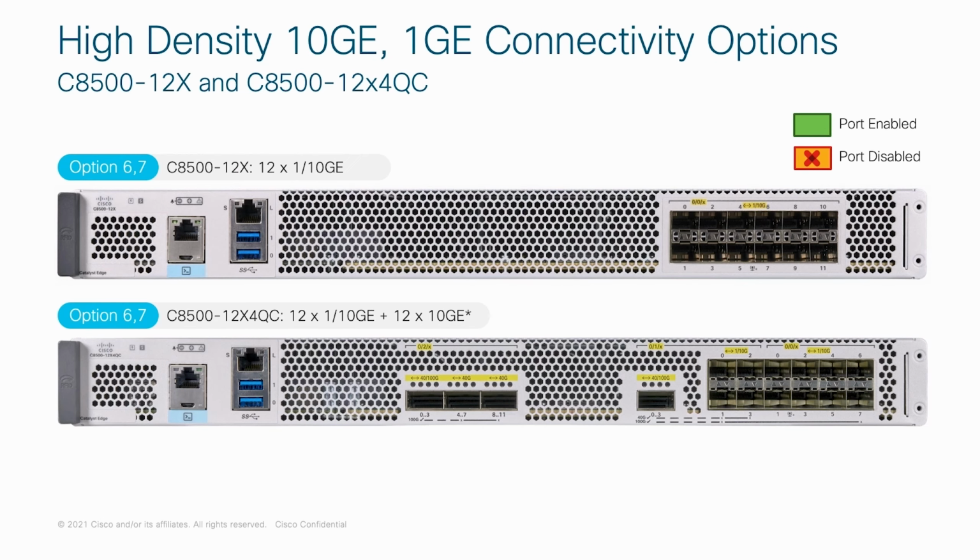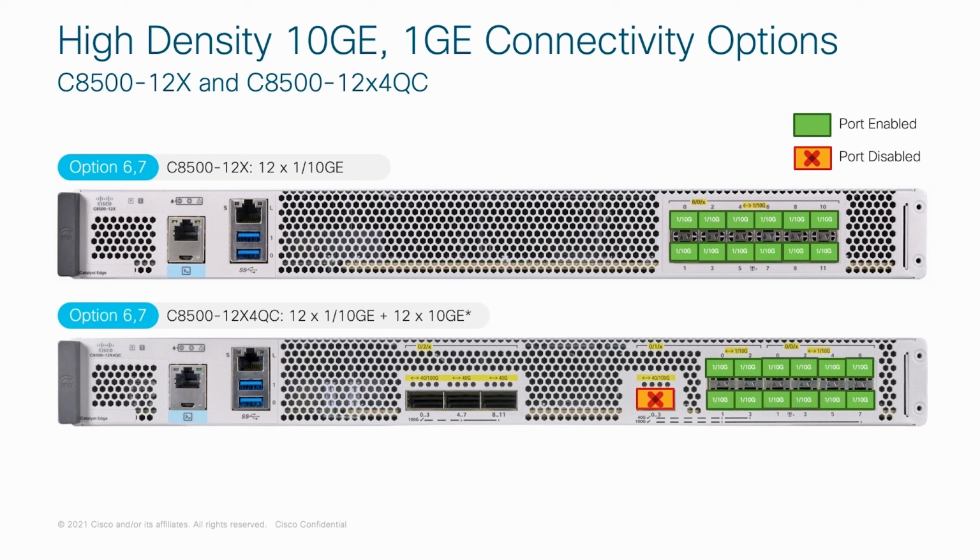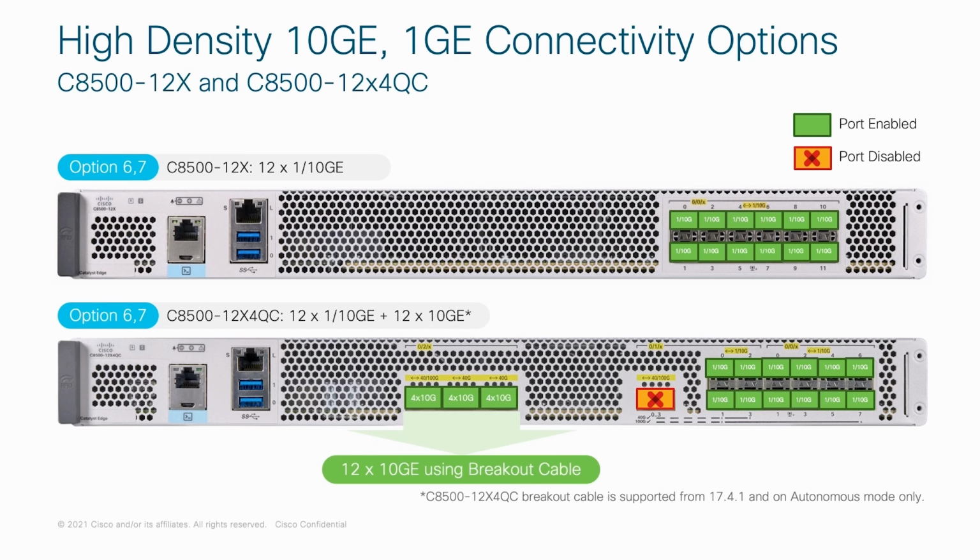We have both platforms, the 8500-12X and the 8500-12X4QC, offering high density 10 gig from the built-in 12 SFP+ interfaces. When it comes to autonomous mode, the top-end C8500-12X4QC platform can offer a breakout cable option for the 40 gig ports in Bay 0/2. So each 40 gig port can be broken into 4 by 10 gig, making it a total of 24 10 gig ports capable from this 1RU platform.